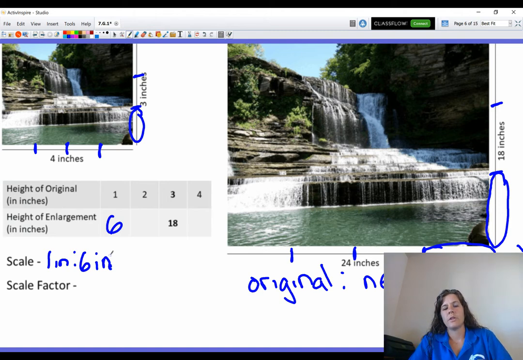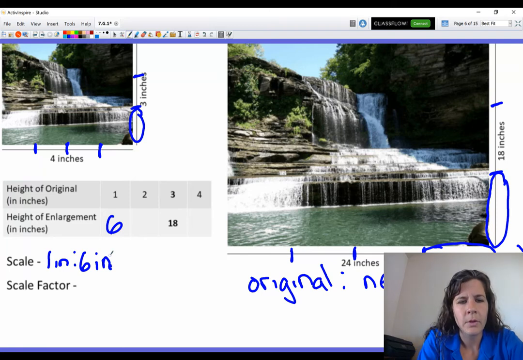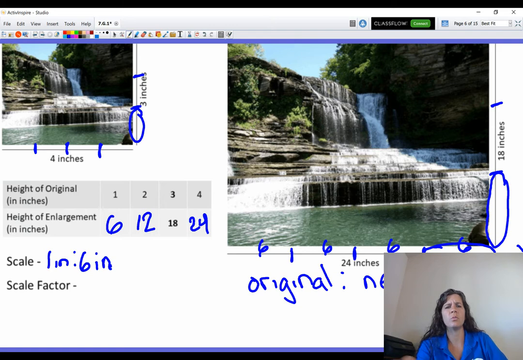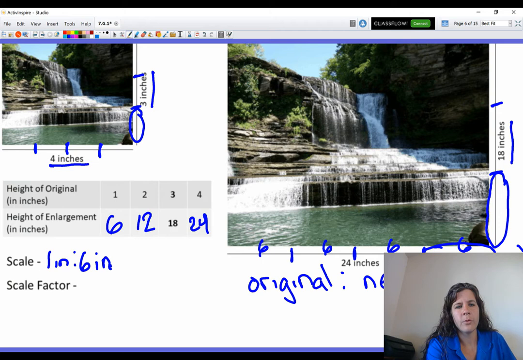So let's go ahead and finish filling in this ratio table. If there was 1 inch that represented 6 inches, then 2 inches in the original would represent 12 inches in the new. If each of these pieces is 6 inches, 6 inches, 6 inches, and 6 inches, then 2 of them together are going to be 12. 3 of them together are going to be 18, and all 4 of them together are going to be 24. Okay, so we just filled in the ratio table, and then we can see that it works. That 3 inches here goes with 18 inches here, and 4 inches here goes with this 24 inches over here.